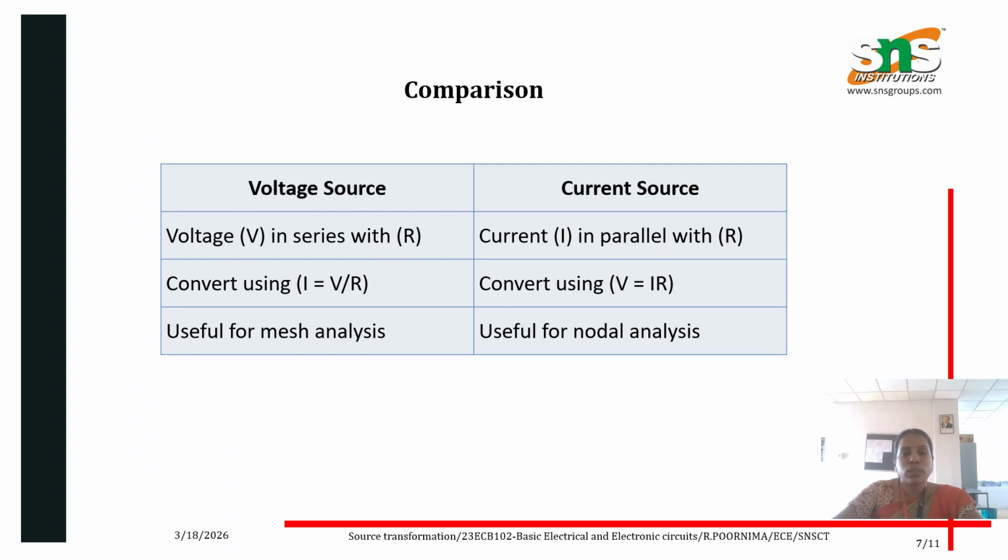Comparison: voltage source and current source. When we convert from a voltage source to a current source, the current source is in parallel with the resistance, and the formula used is I is equal to V by R, and for a voltage source, V is equal to I into R.